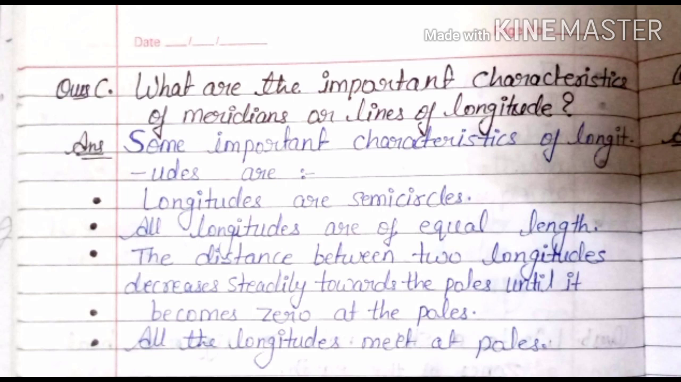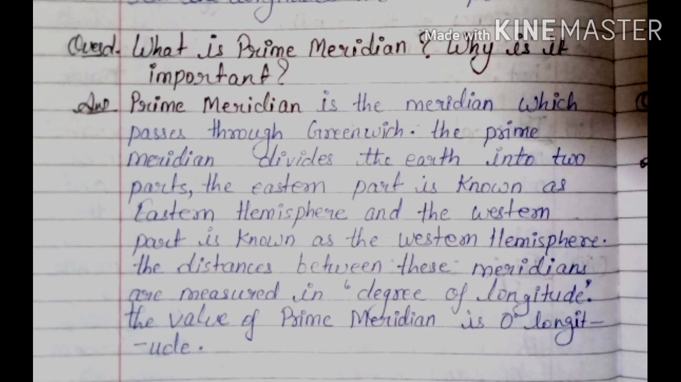What is the prime meridian? Why is it important? The answer is, the prime meridian is the meridian which passes through Greenwich. The prime meridian divides the earth into two parts. The eastern part is known as the eastern hemisphere and the western part is known as the western hemisphere. Distances between these meridians are measured in degrees of longitude. The value of the prime meridian is 0 degree longitude.